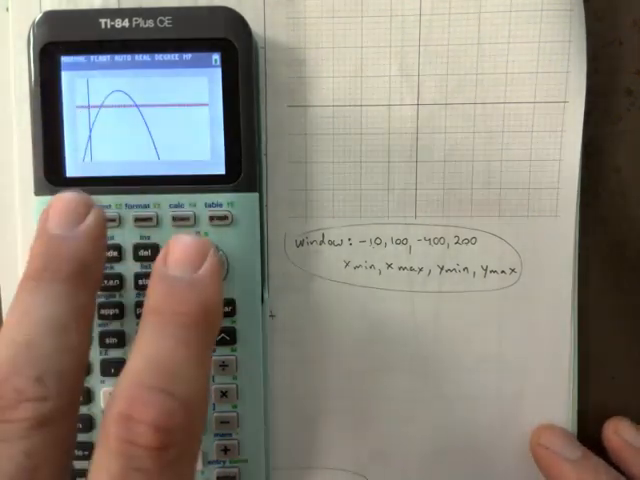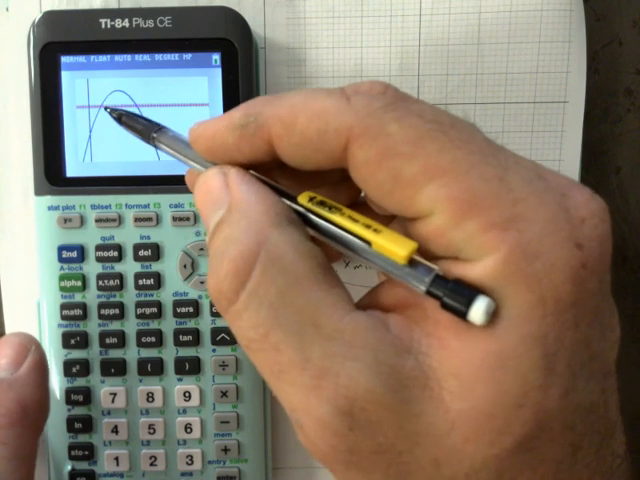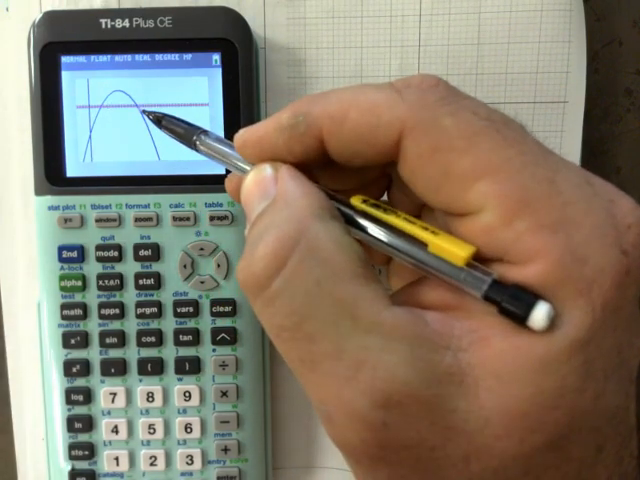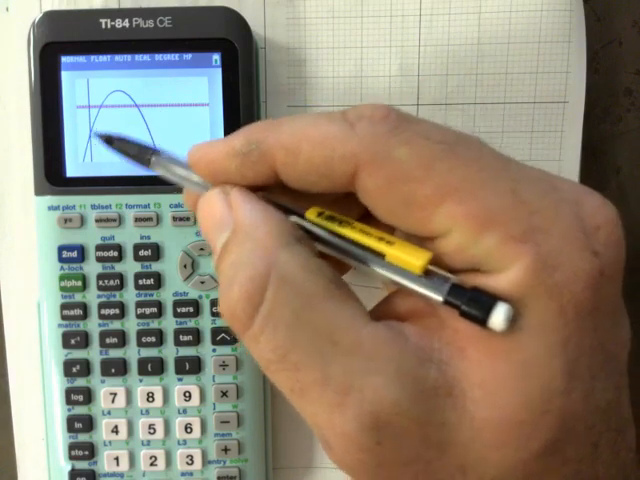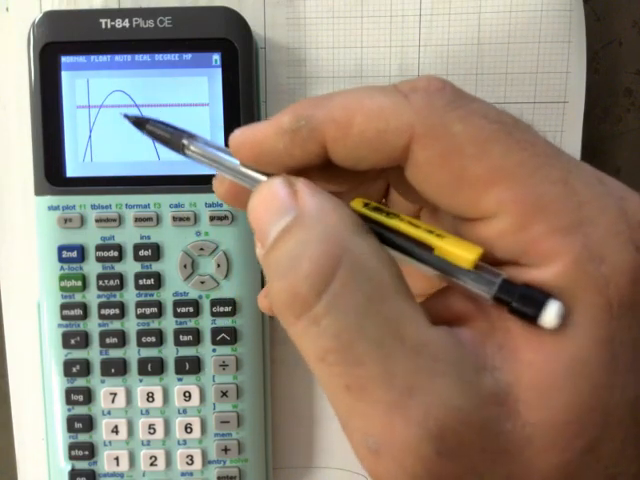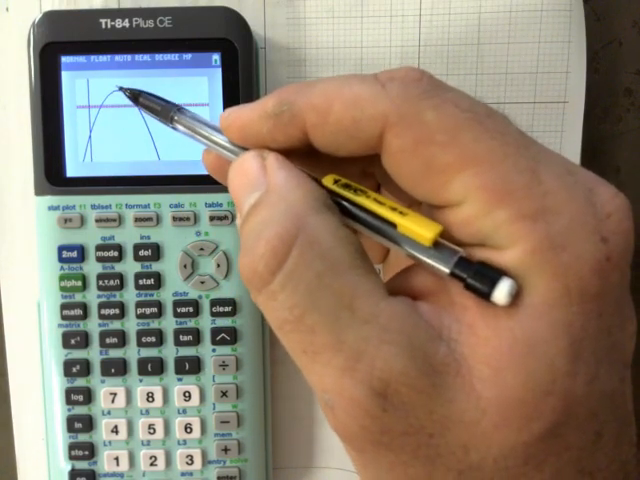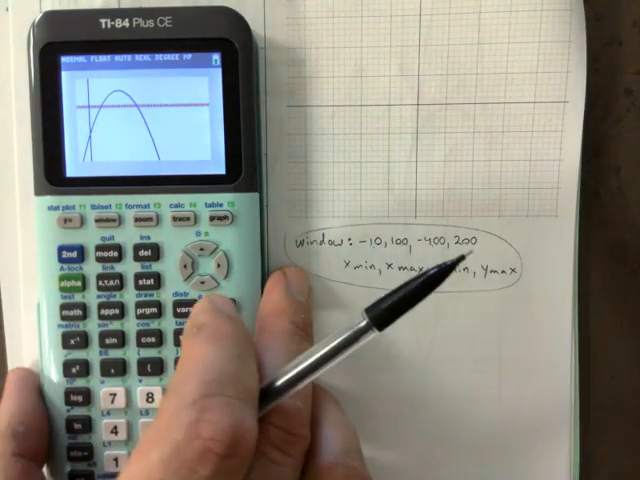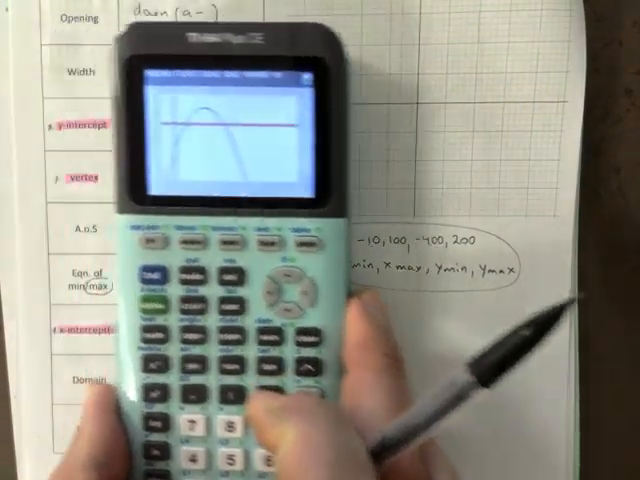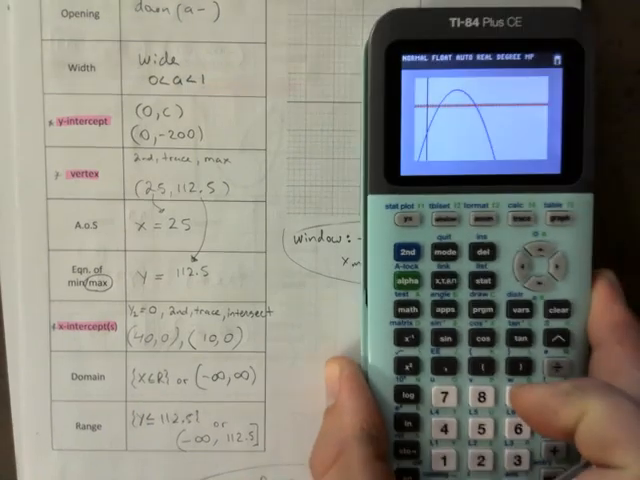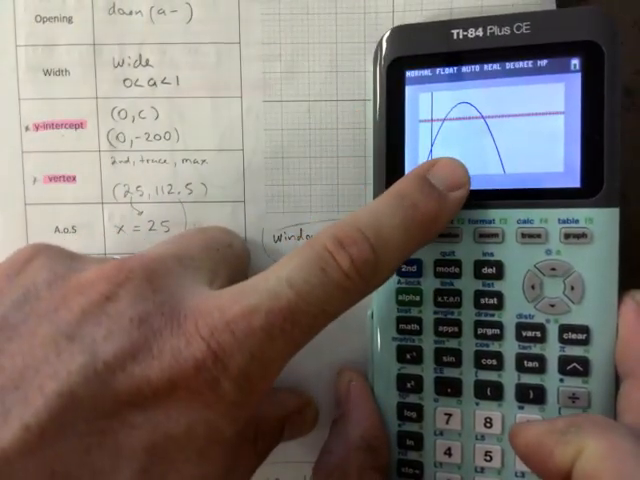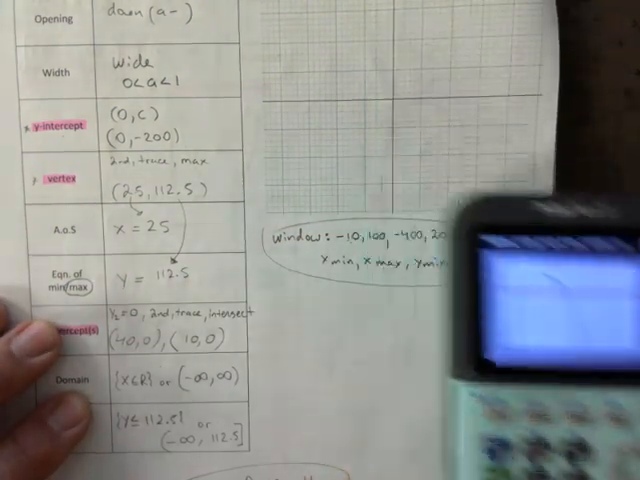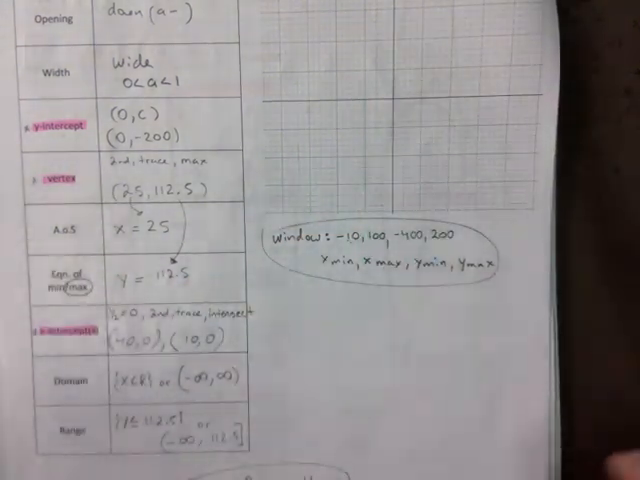Once you have your window, once you can see all intercepts, sometimes there are no x-intercepts, just remember that. But if there are, I would like to see them all. And the vertex is very important as well. So this is a pretty good window, and this is kind of what we expect to copy onto our graph, right? We're going to try to aim for that.